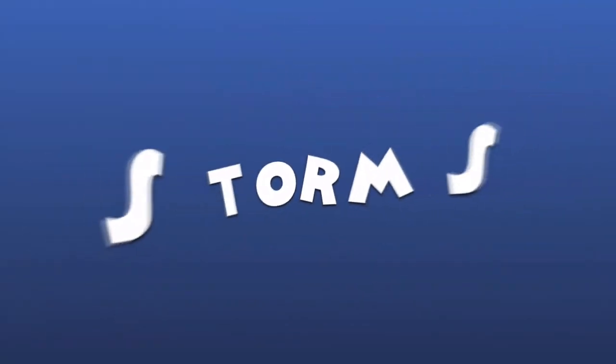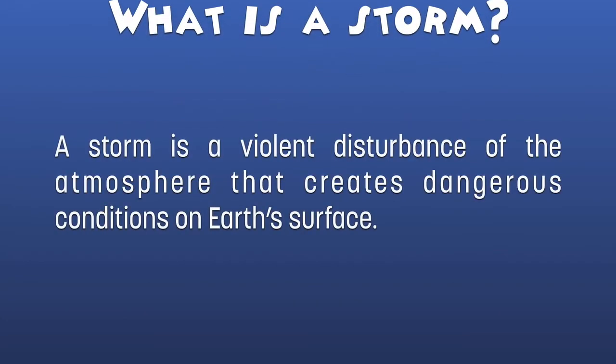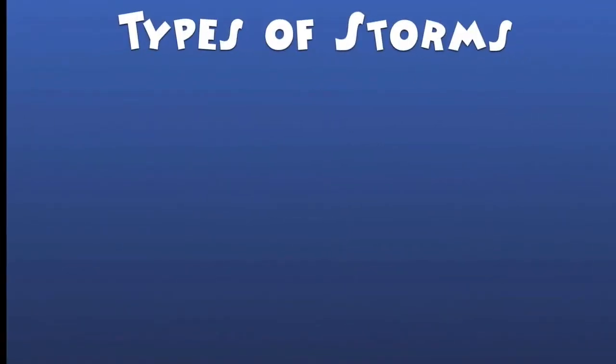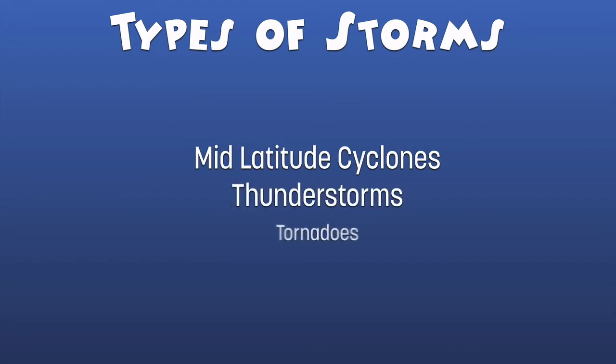Let's talk about storms. A storm is a violent disturbance of the atmosphere that creates dangerous conditions on Earth's surface. There are 4 types of storms. We'll be discussing each one. There are mid-latitude cyclones, thunderstorms, tornadoes, and hurricanes.